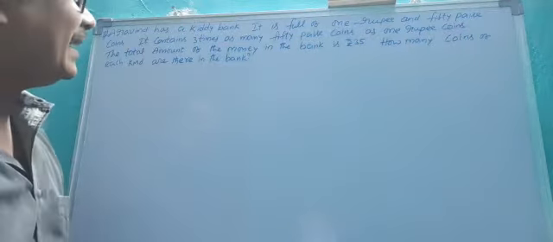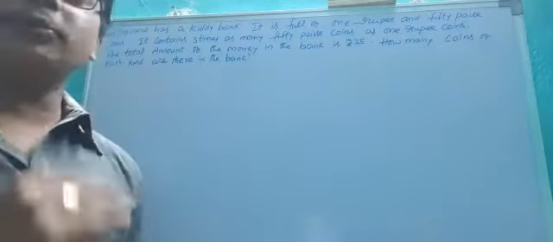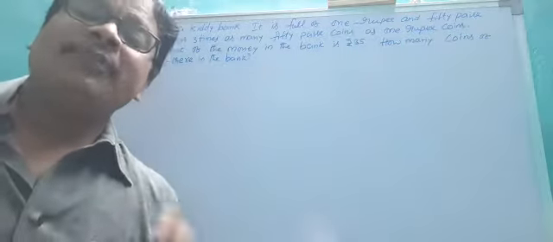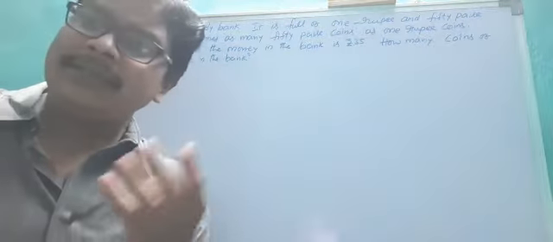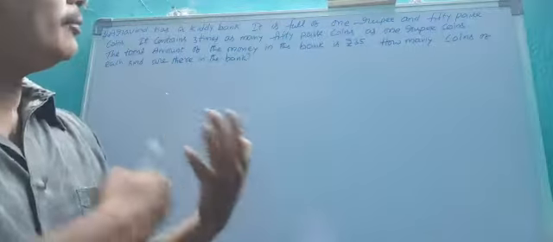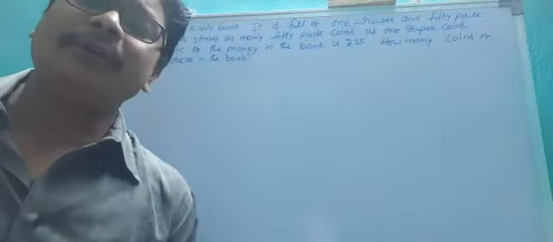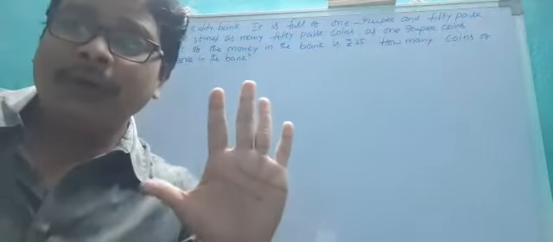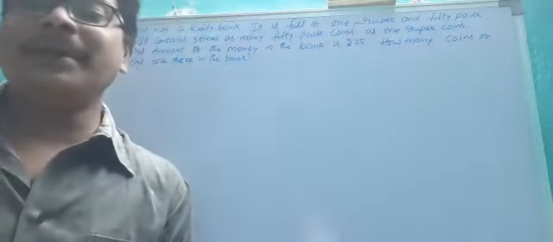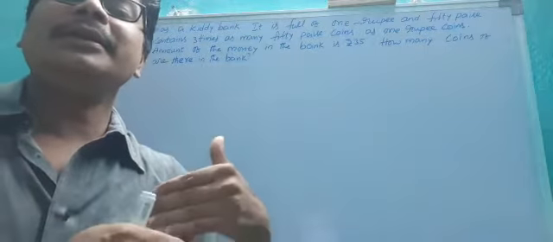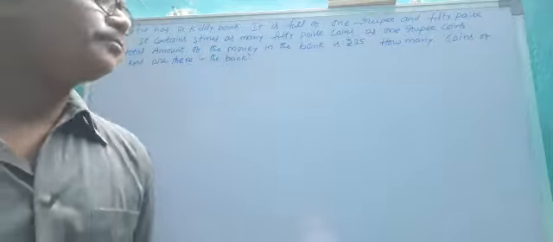It contains 3 times as many 50 paisa coins as 1 rupee coins. For example, if the kitty bank has 4 one rupee coins, then 50 paisa coins are 3 times that, 3 into 4, 12 coins. For example, if 1 rupee coins are 5, how many 50 paisa coins are there? 3 into 5, 15. Just like that.